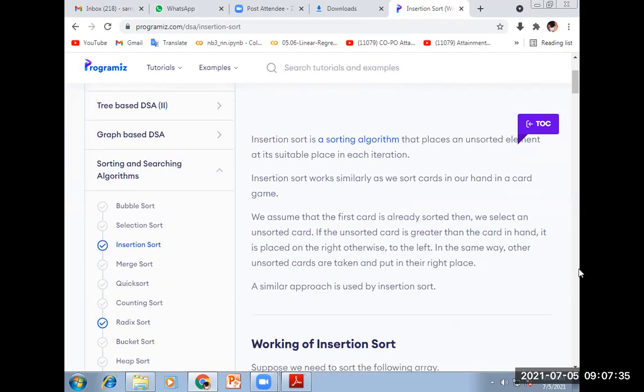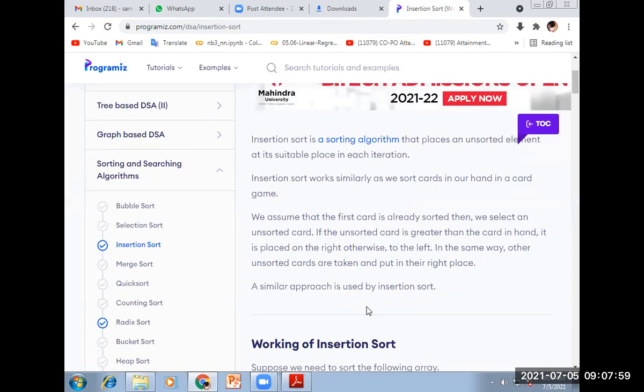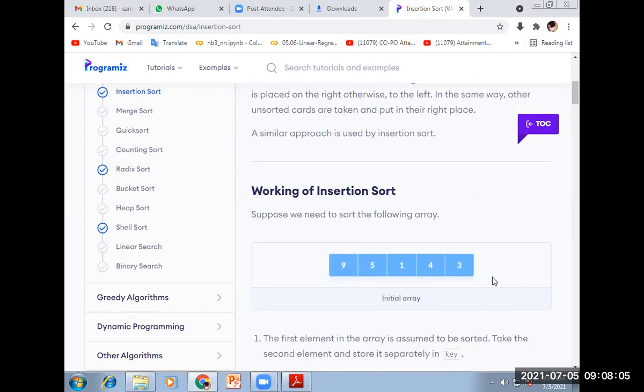First, we have to assume that the first card is already in sorted order. Then we compare it with the next card, that is, the unsorted card. If the unsorted card is greater than the card in hand, it is placed on the right, otherwise to the left.